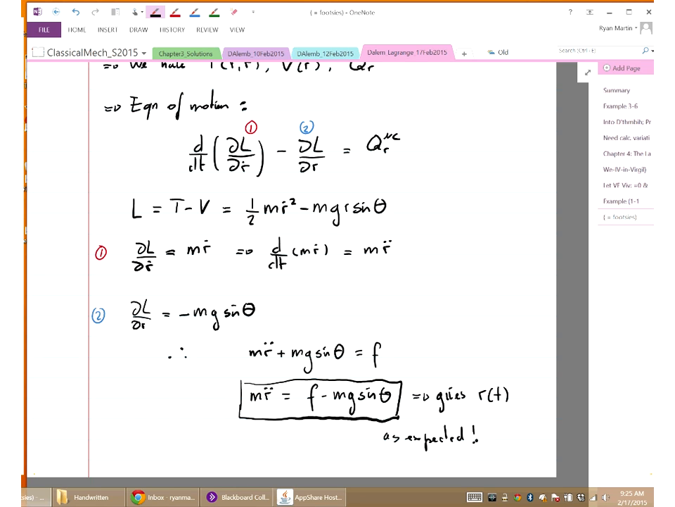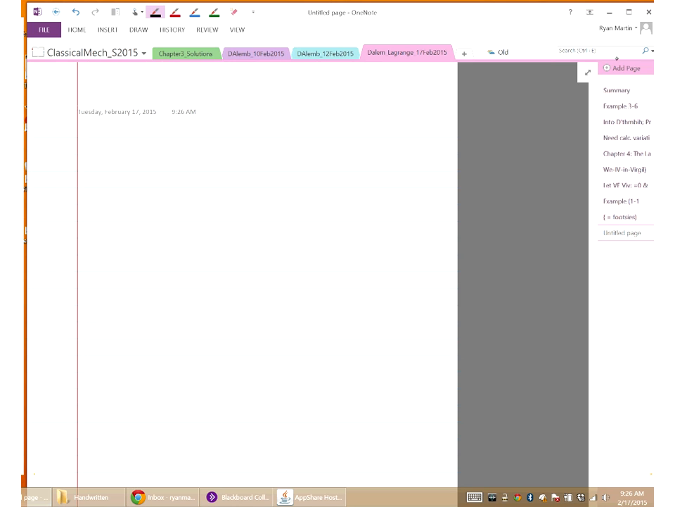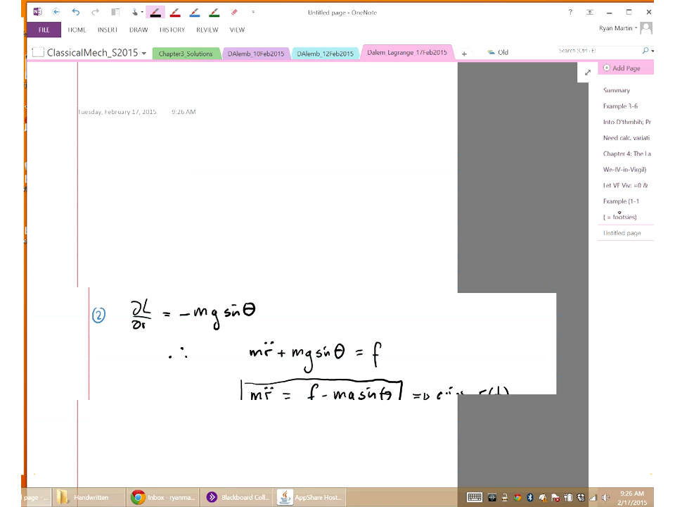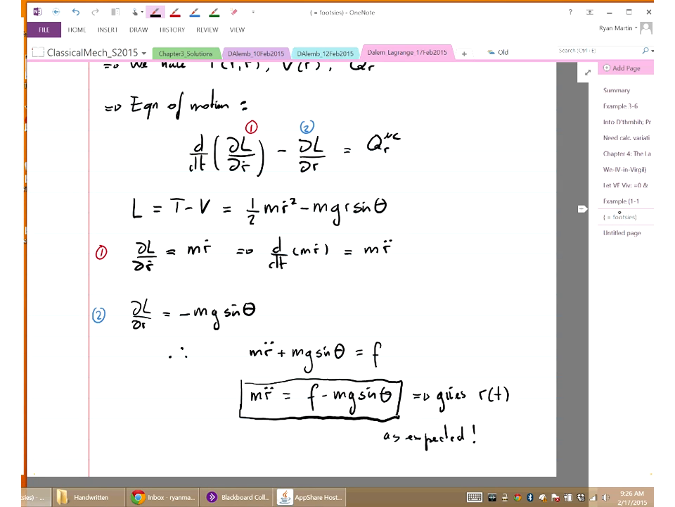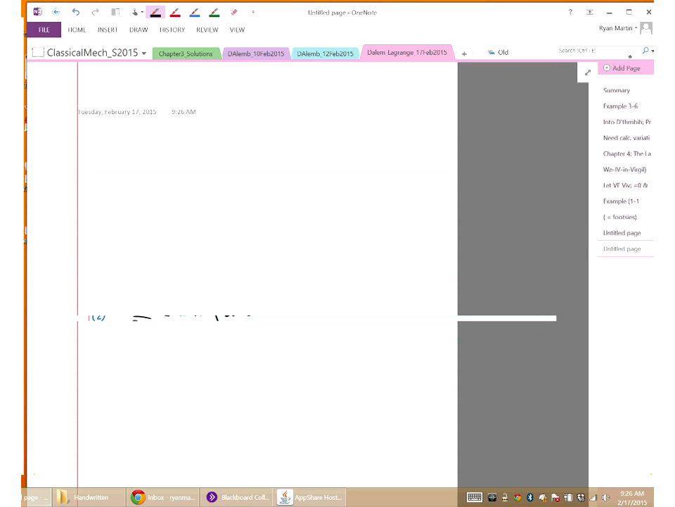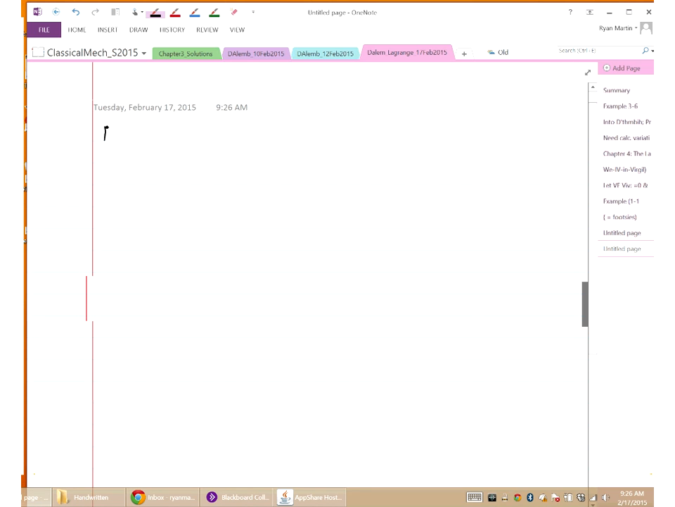Okay, so I was going to do one last little section today. That's the introduction of the generalized potential. Was there any questions about this example? Okay, so let's finish up today with the generalized potential.